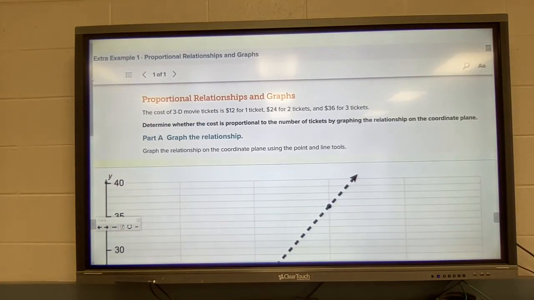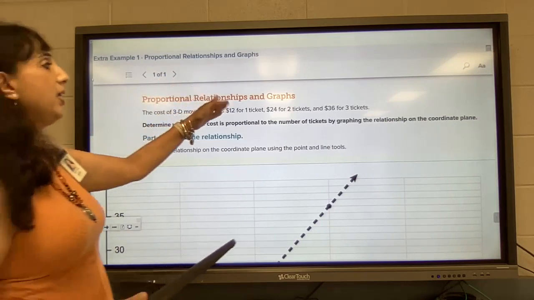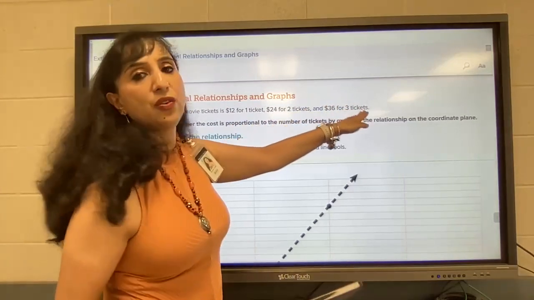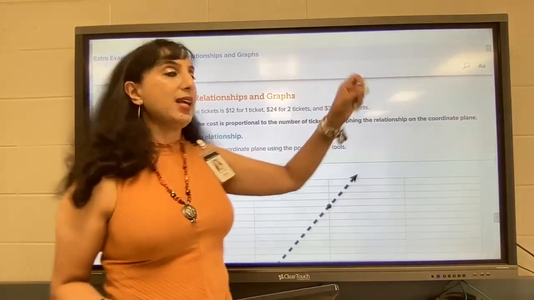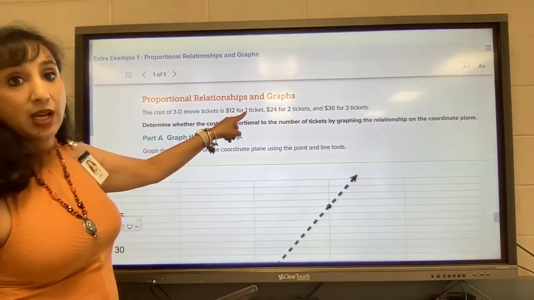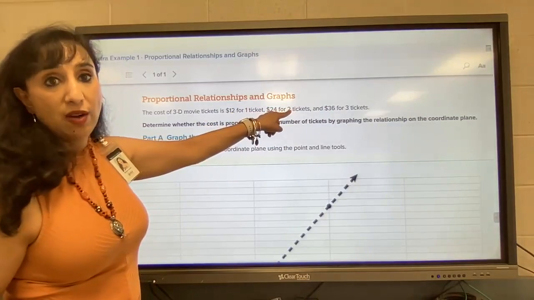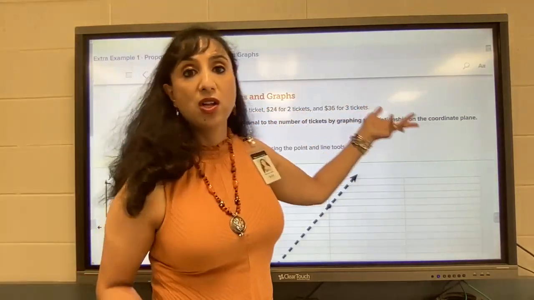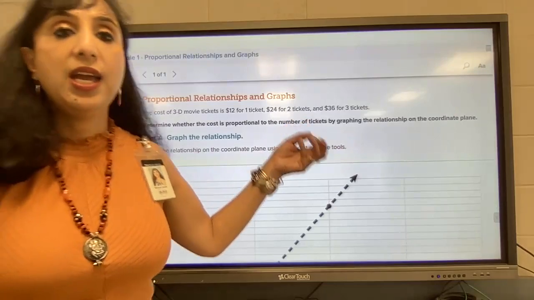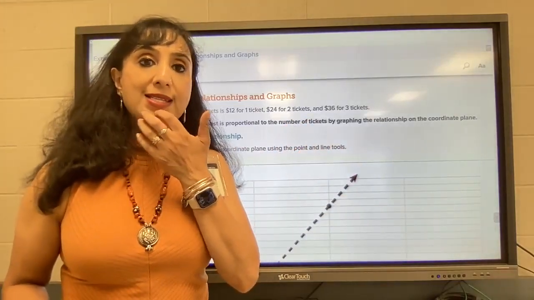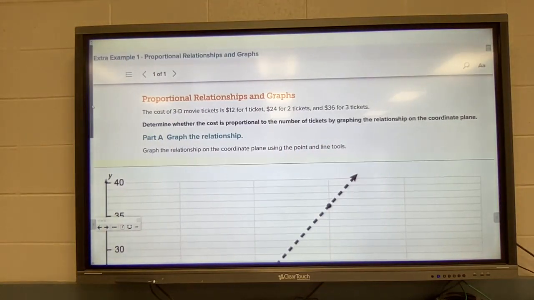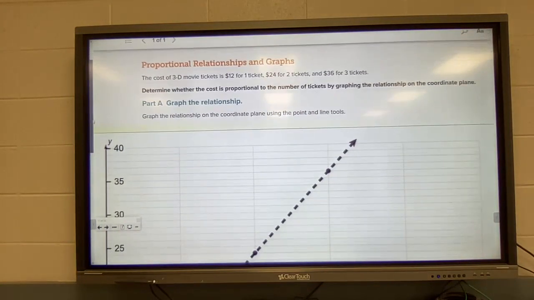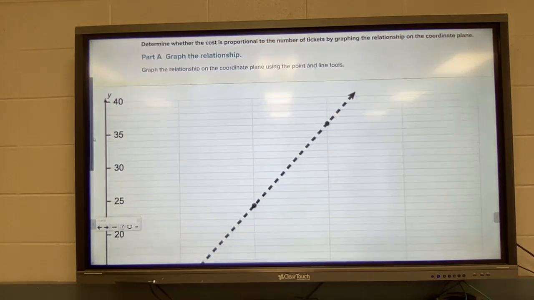Okay. So here's another one. The cost of the 3D tickets is 12 for 1, 24 for 2, 36 for 3. So if I'm making a table and I do y over x, 12 over 1, okay, 24 over 2 is 12 over 1. 36 over 3 is also 12 over 1. So as you can see, in the simplest forms, they have exactly the same unit rate. Okay. And so when I'm trying to find the constant of proportionality, it's going to be 12.